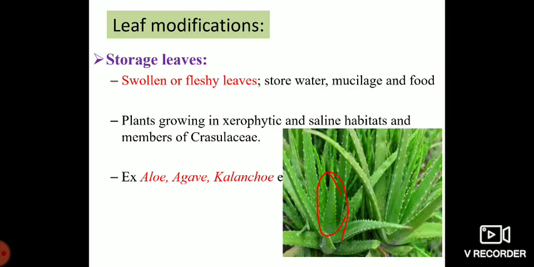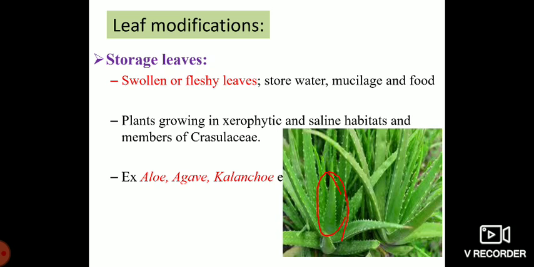Today we are going to discuss the different types of leaf modifications in angiosperms. In angiosperms, the leaves are modified variously to serve different purposes, and the first one that we are going to discuss is storage leaves.